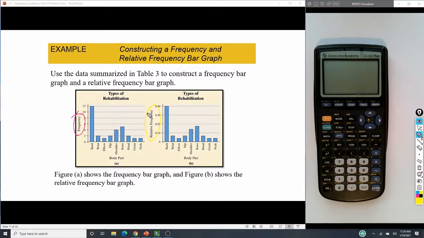Now those graphs are going to look very, very similar to each other. The big difference is going to be these numbers here, okay? Whereas the frequency is typically going to be whole numbers, relative frequency is always going to be a decimal less than 1. Okay? So we notice all the shaping is the same.